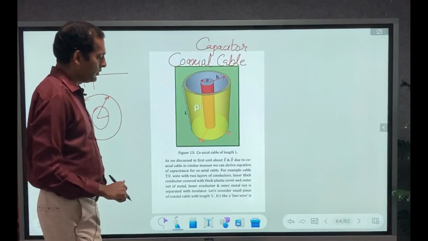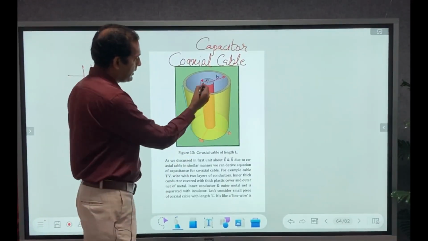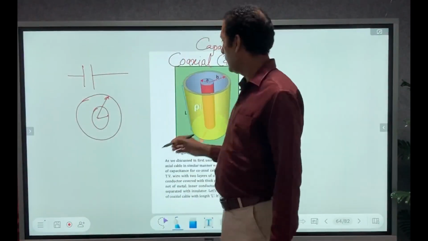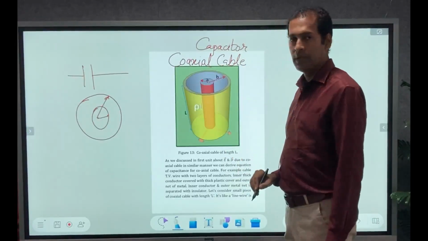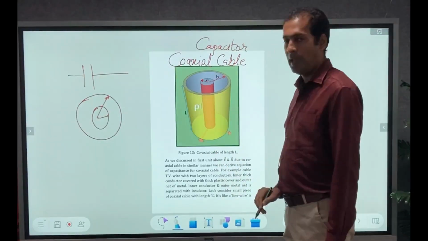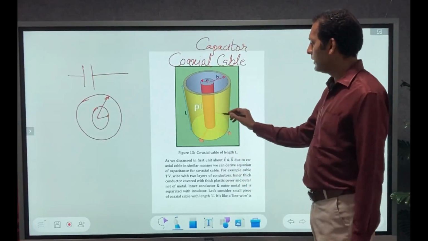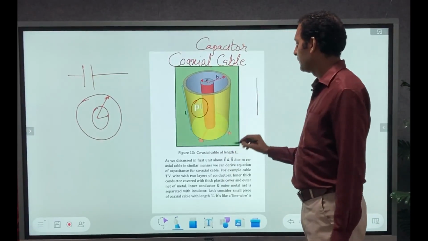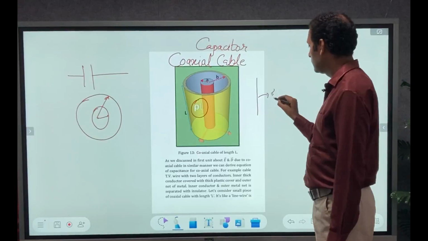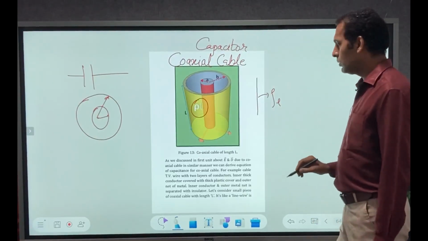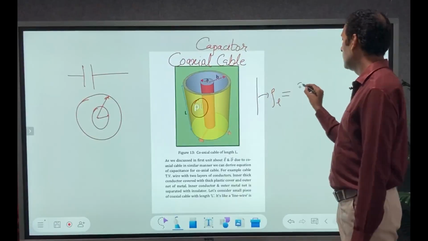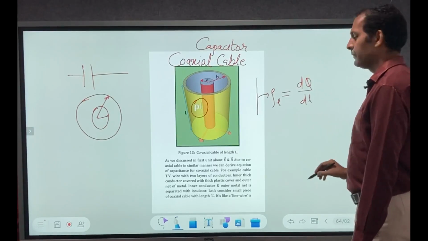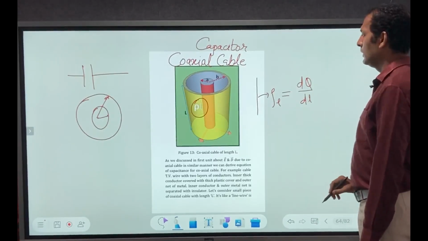Now in this 3D diagram you can see we have a central conductor with radius A, and there is one outer conductor with radius B. It has some length L. As it is considered as line integral, we have to consider rho L, that is the line charge density. We know the line charge density formula. It is equal to dq by dl. This is the formula for line charge.